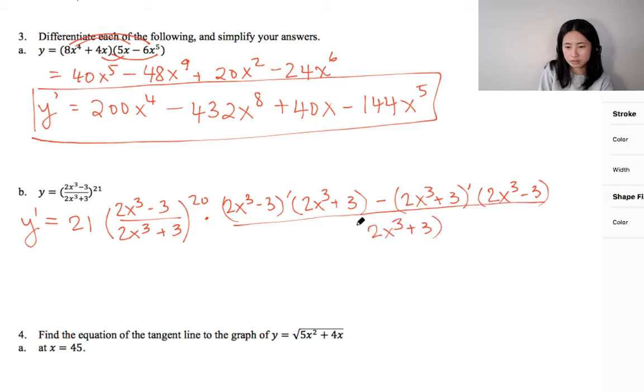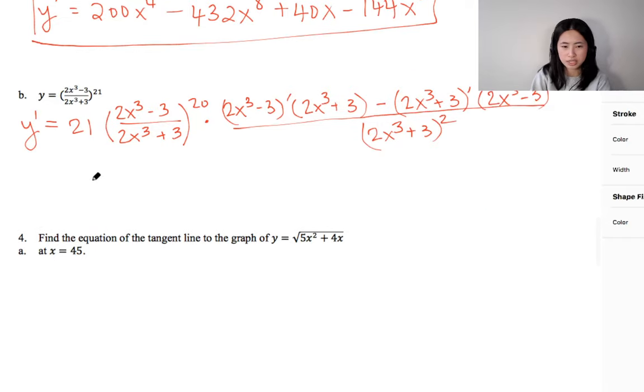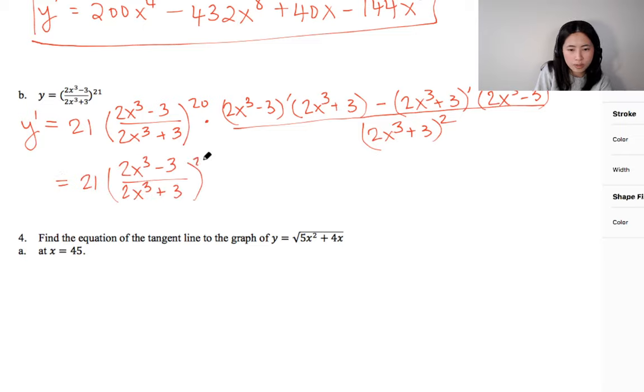Okay, so because we have to simplify this now, this is going to get a little bit tricky, right? However, if it's just taking the derivative, then we're done, right? And then we all have to just make sure that this is going to be 6x squared, right? And this as well. Okay, so let me expound on that. So this is 21 times 2x cubed minus 3 over 2x cubed plus 3. And this is raised to the power of 20.